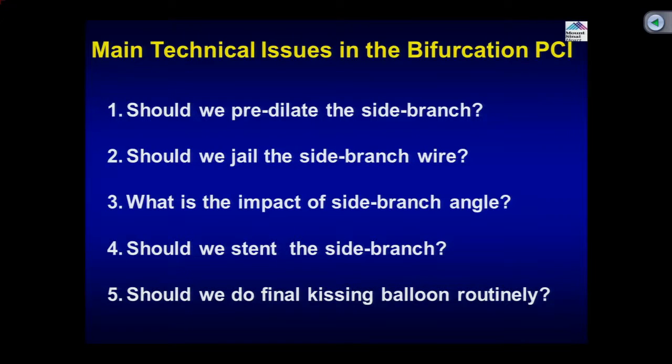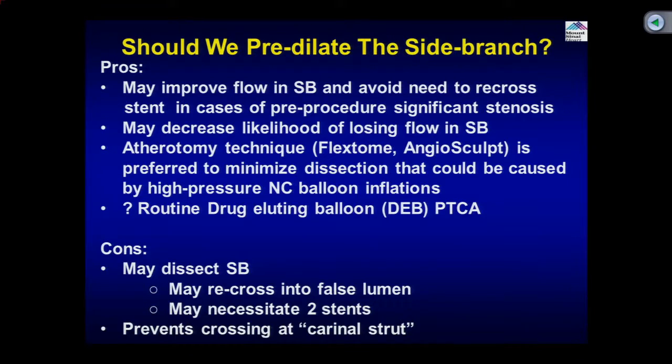And so therefore, what are the main technical issues nowadays? One, should we pre-dilate the side branch? Should we jail the side branch wire? What is the impact of side branch angle? Then should we stent the side branch, and should we do the final kissing balloon inflation routinely? So those are the five points I will quickly talk about.